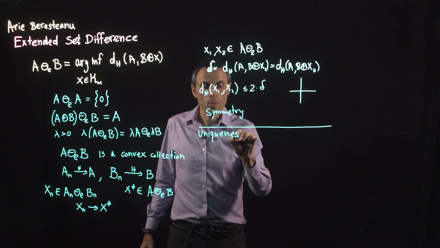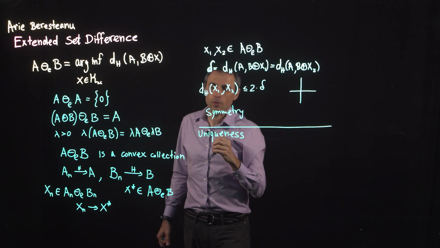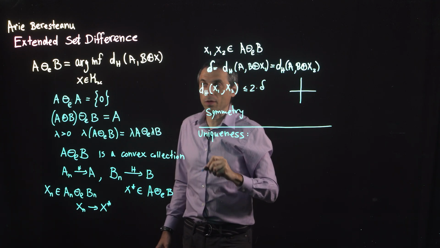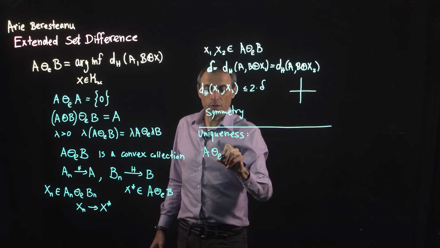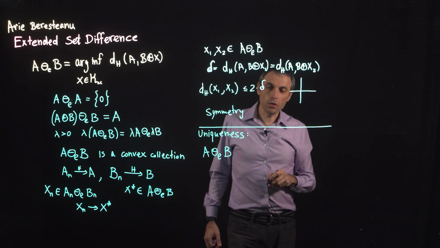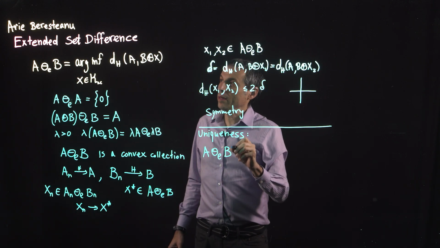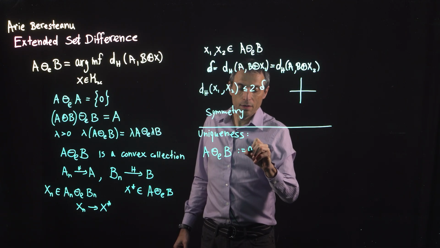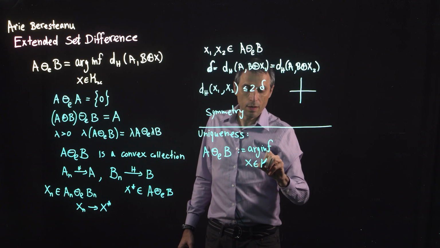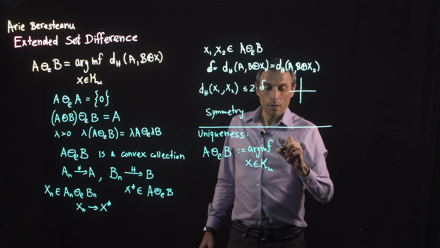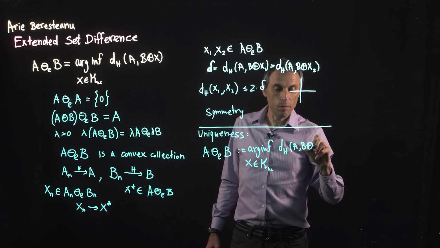Okay, uniqueness. The problem with this criteria function is that it's not strictly convex. So there is no uniqueness. So here is how we will modify this. We will say that A extended difference B, and we are going to use a penalization for the x, will now be defined as the arg inf, again over all the x in Kc, that will minimize the Hausdorff distance between A and B plus x as before.